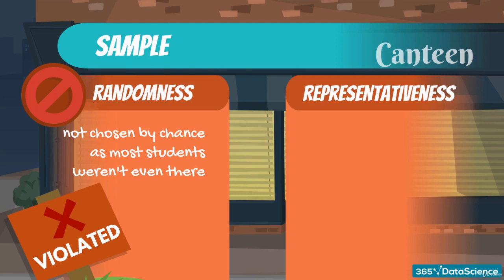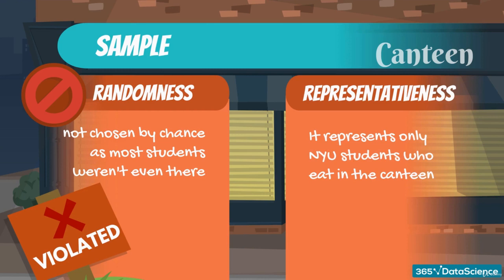But was it representative? Well, it represented a group of people, but definitely not all students in the university. To be exact, it represented the people who have lunch at the university canteen. Had our survey been about job prospects of NYU students who eat in the university canteen, we would have done well.